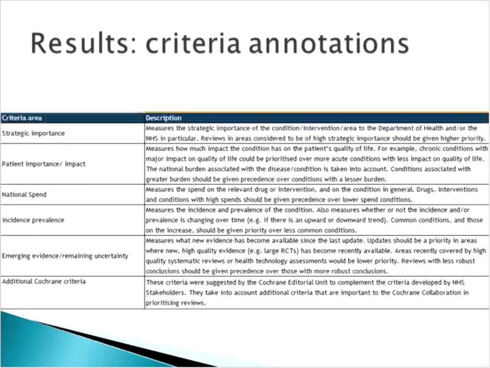So on the second sheet of the Microsoft spreadsheet, there's just a little bit more information around each of the 5 factors. So strategic importance is looking at things that are strategically important for the Department of Health in the UK. And there's obviously different things there for national spend. We're looking at not just the cost of the drug or intervention, but also the condition in general.